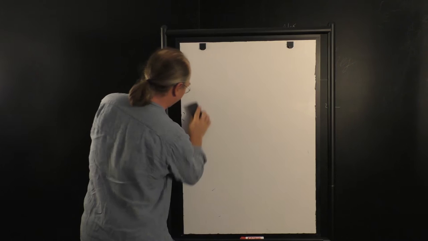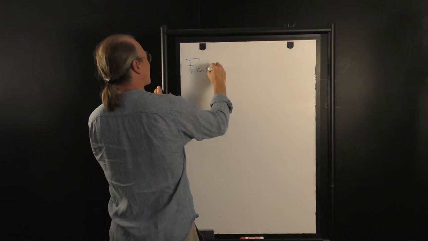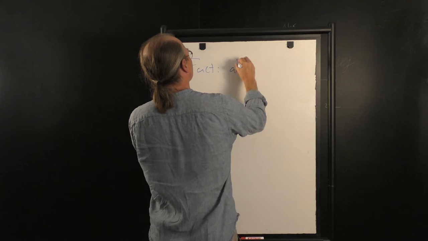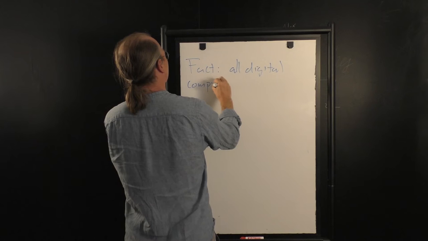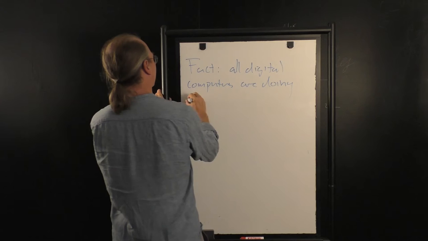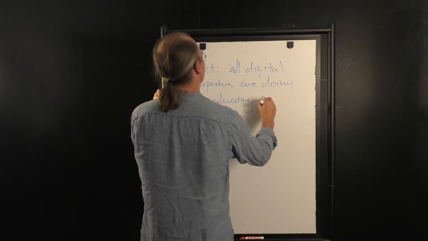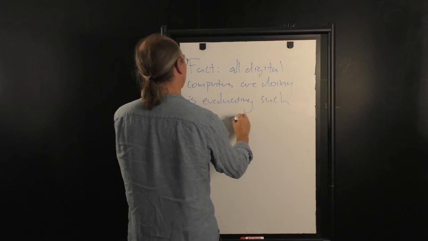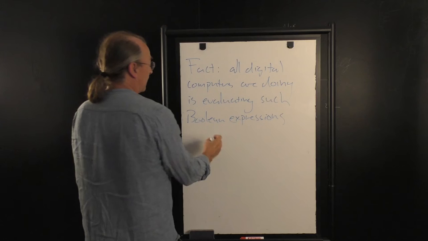And the fact is, and this is not a mid-19th century thing, this is a beginning of the 21st century thing, all digital computers are doing, the only thing that they're doing, is evaluating such Boolean expressions. A computer just breaks up things into operations, and we can have an operation.